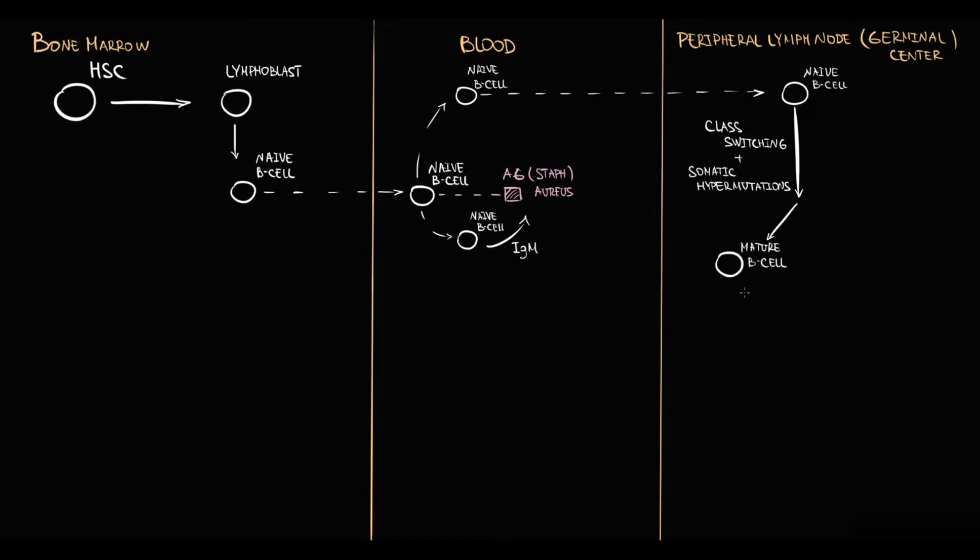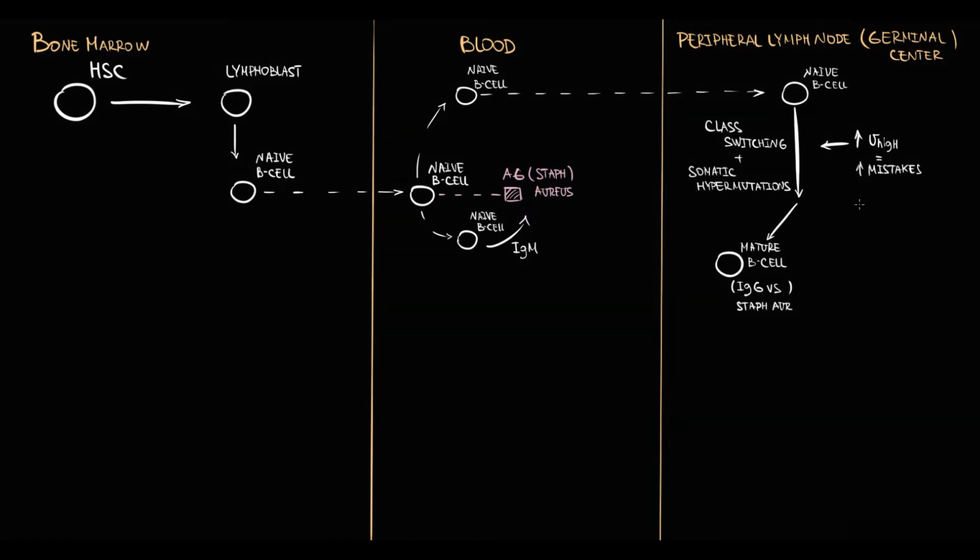Basically, these two processes allow B cells to produce the most effective type of immunoglobulin with the highest affinity against a certain bacteria, in our case against Staphylococcus aureus. The problem is that class switching and somatic hypermutations occur at a very high speed, and the more rapidly a process occurs, the higher the chance of mistake. In our case, the higher the chance of mutation.